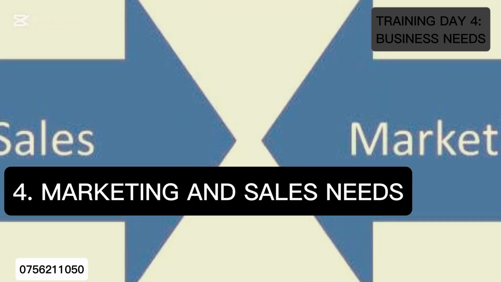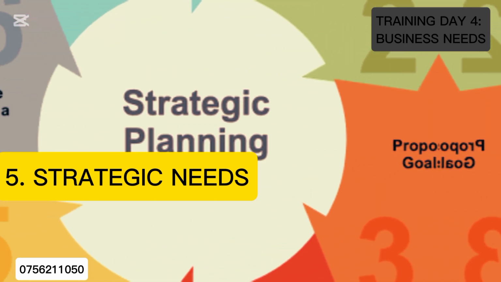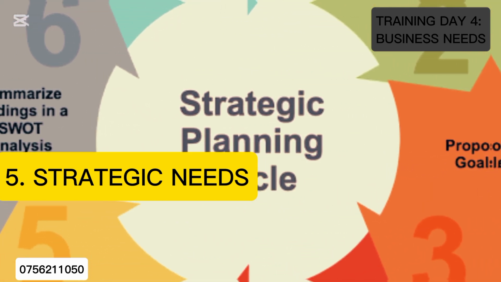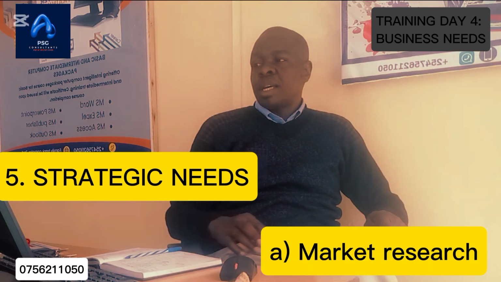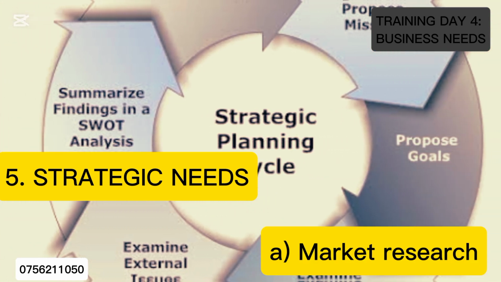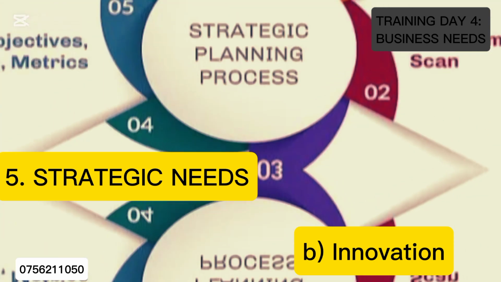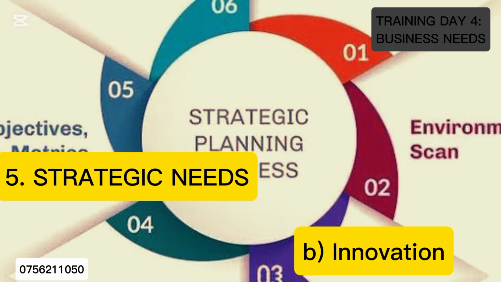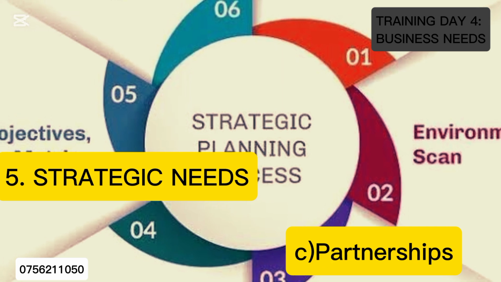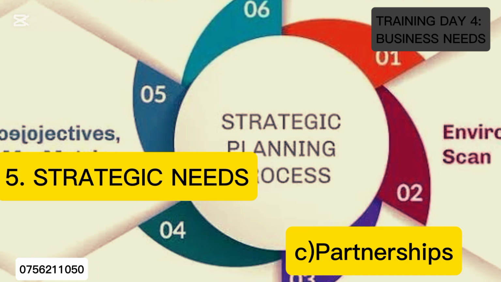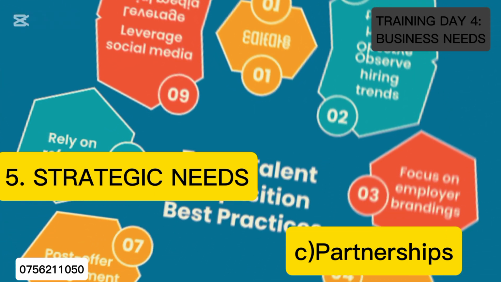Alright, number 5, strategic needs. These are critical for long-term growth and competitive advantage over your competitors. So what you need to do is A, market research. Understand industry trends, competitors, and customer preferences. B, innovation. You have to develop new products and services or methods to stay relevant. C, partnerships. You need to collaborate with other businesses or stakeholders that offer complementary goods or services.